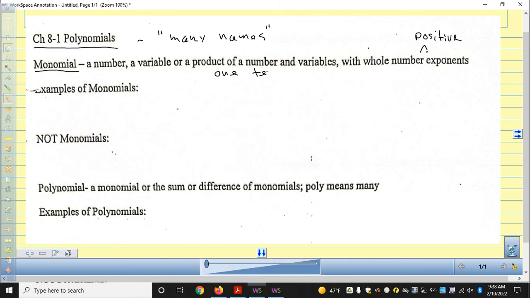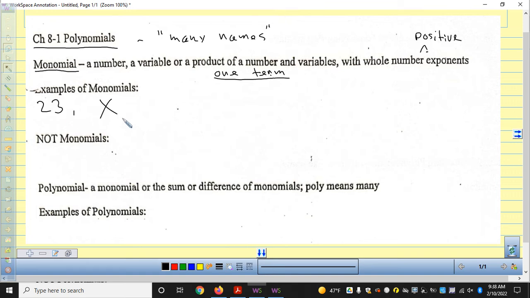When we talk about combining like terms today, a monomial is one of those terms. So an example of a monomial, 23. A number is a monomial. A variable, x, that's a monomial. X to the fourth is a monomial. We have whole number, positive exponent. We could have a product of a number and a variable. Negative 3x to the fifth. That's a monomial.